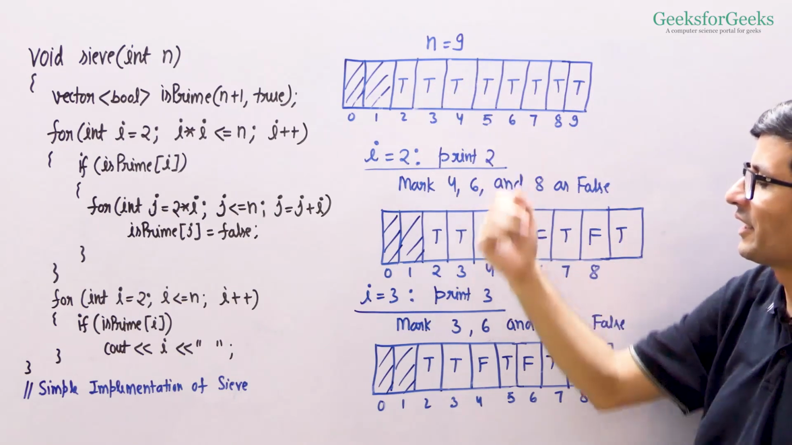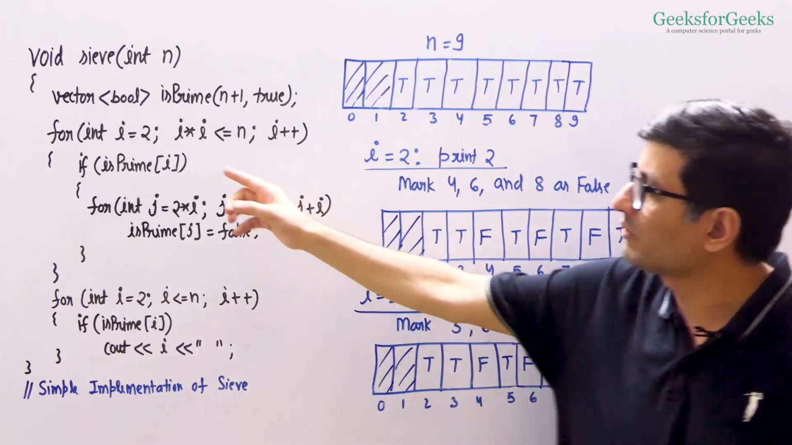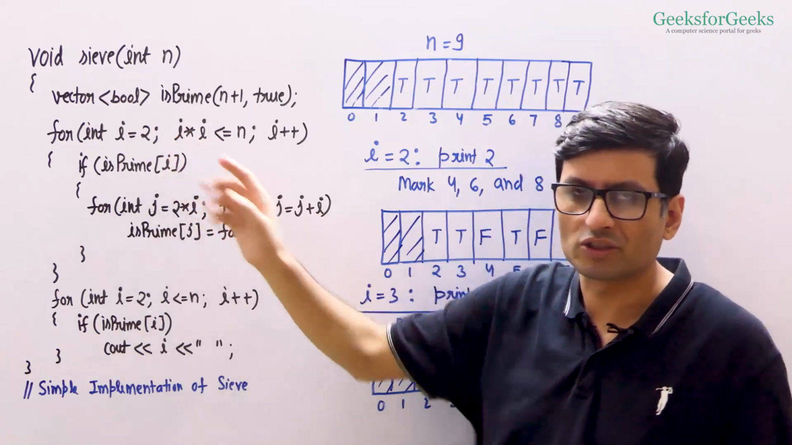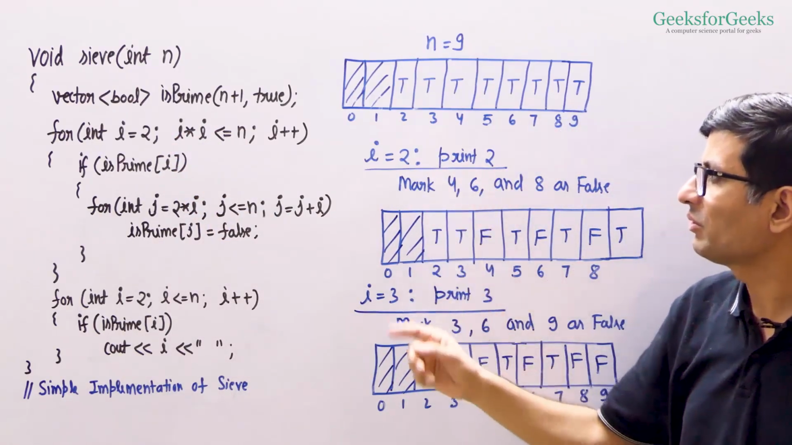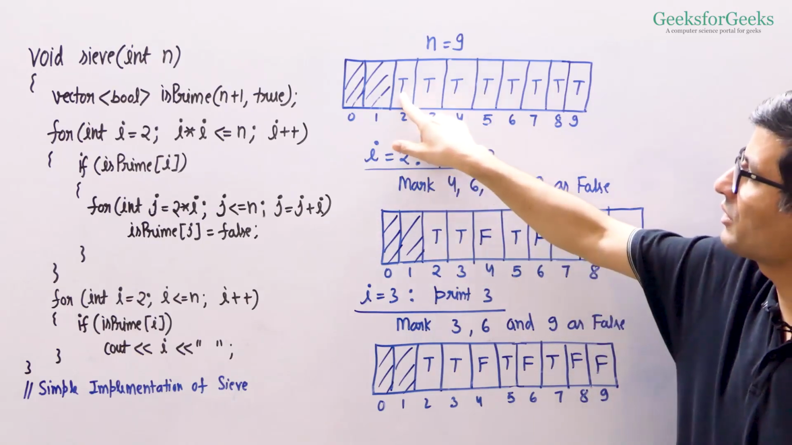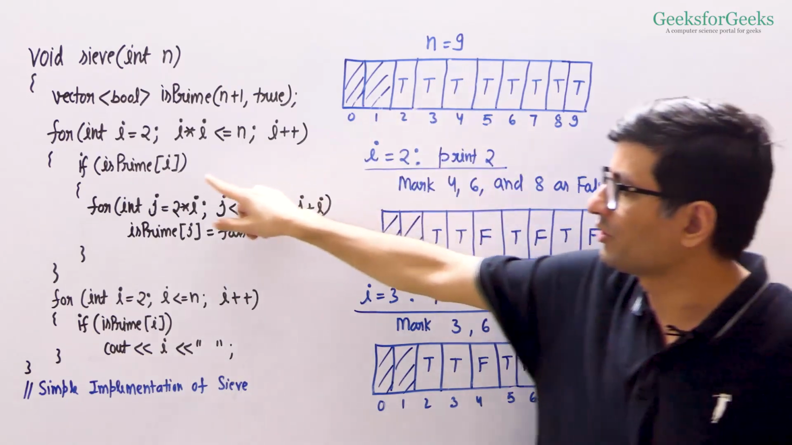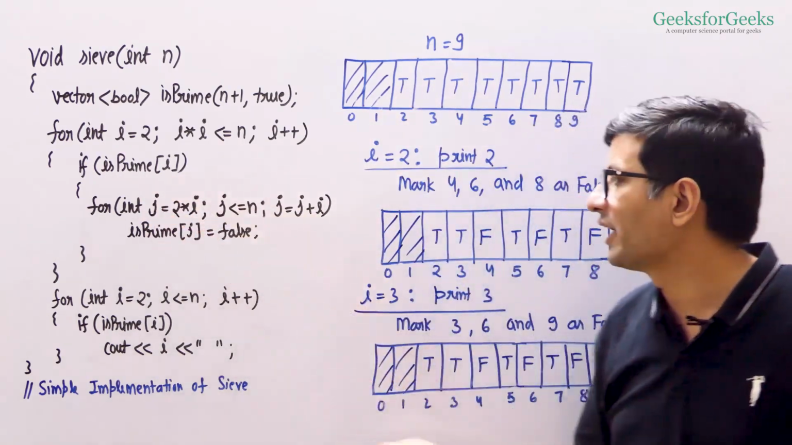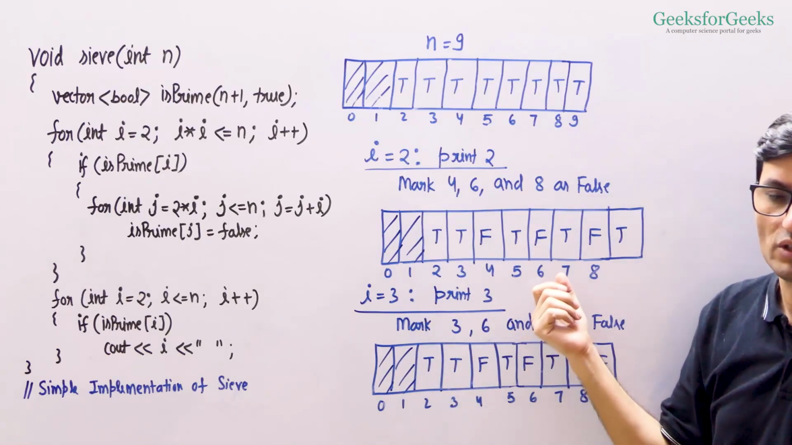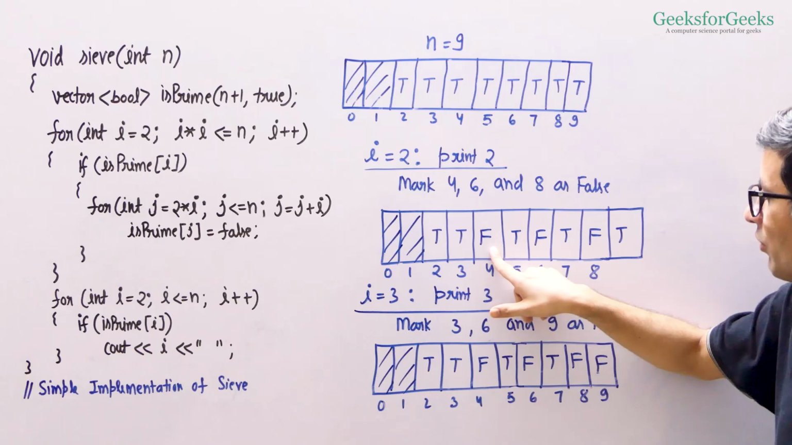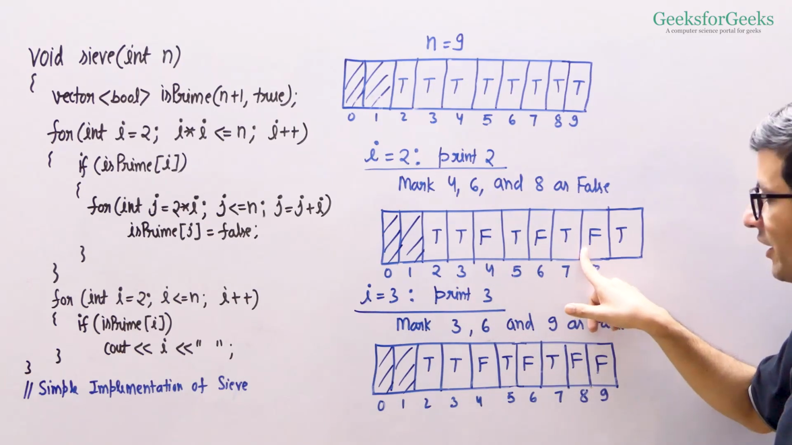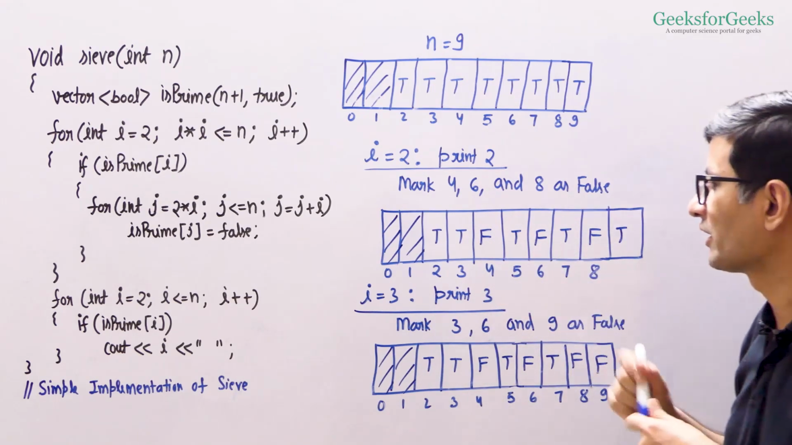When n is 9, we are going to run this loop from 2 to square root of 9, which is 3. So we are going to run this loop for 2 and then for 3. When you run for 2, you notice that 2's entry is marked as true, right? So you go inside this if condition and you go through all the multiples of 2 and mark them as false. So what multiples of 2 are here? 4, 6 and 8.